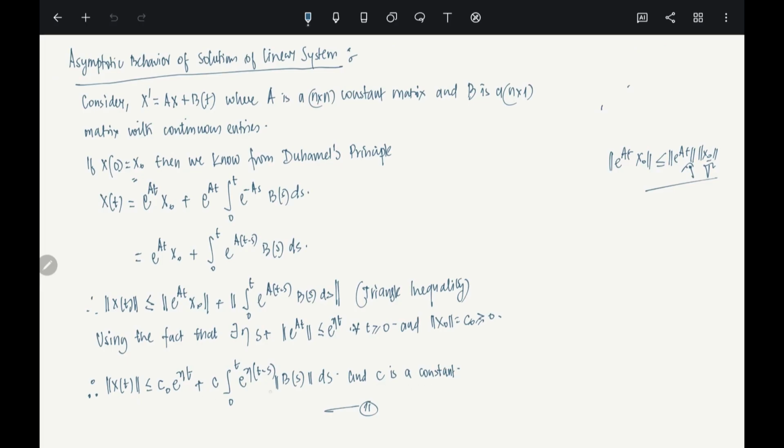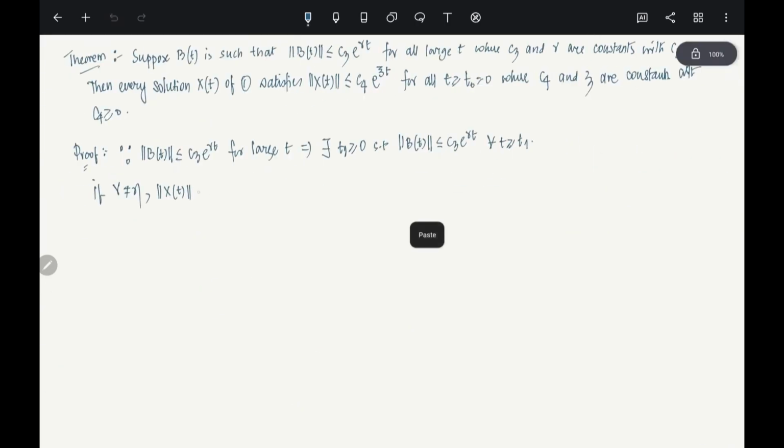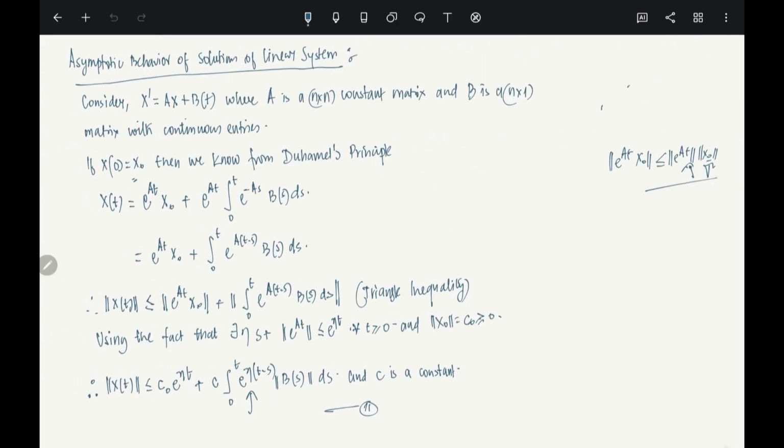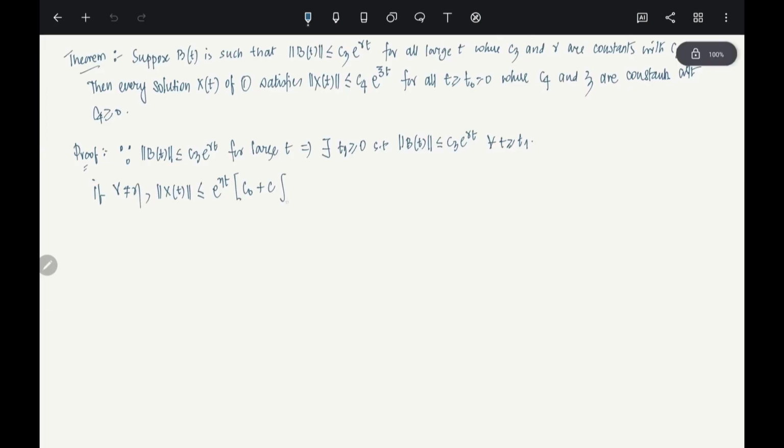The norm of x(t) is dominated by C naught times e to the power gamma t. If I take e to the power gamma t common, because it is there in the other term also, then this is dominated by e to the power gamma t times C naught plus some constant C, integral from 0 to t of e to the power minus gamma s norm of b(s) ds. This is what we are left with.